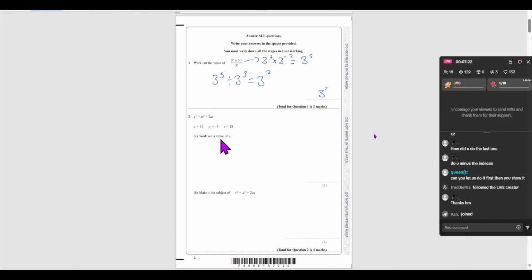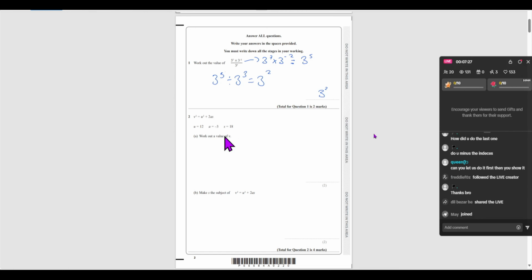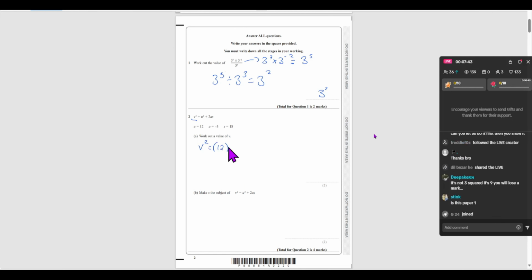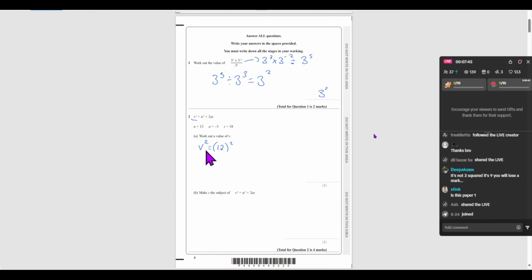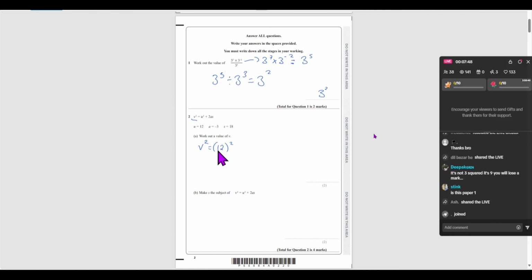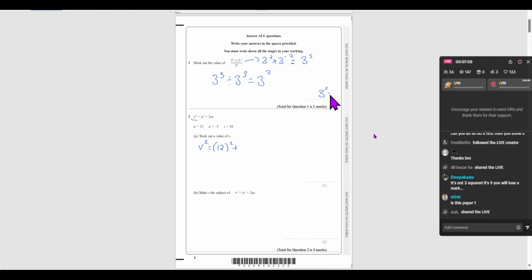So we need to work out the value of v. This is our equation here. First step, we need to substitute all the values into this equation. So it's going to be v squared is equal to 12 squared plus... which is going to be equal to 9, okay?